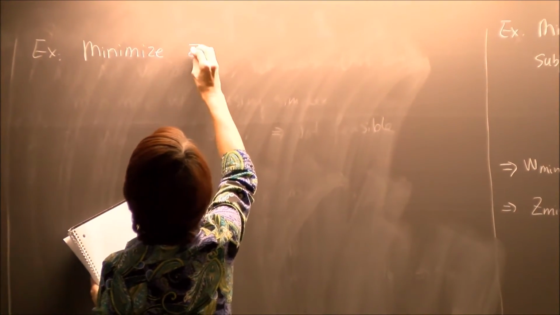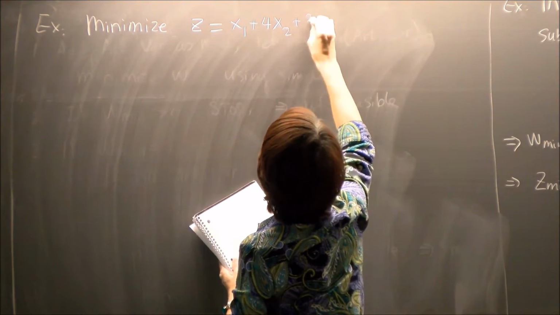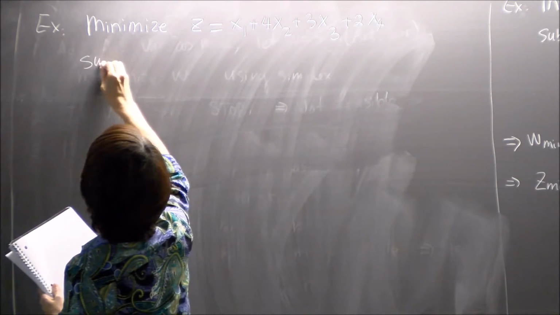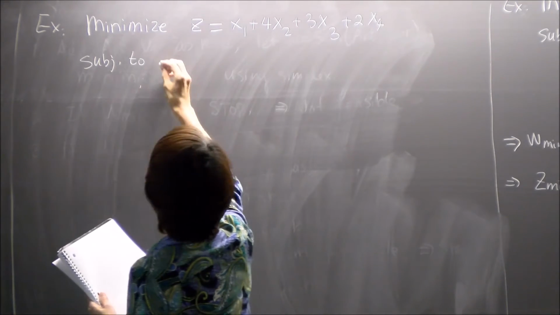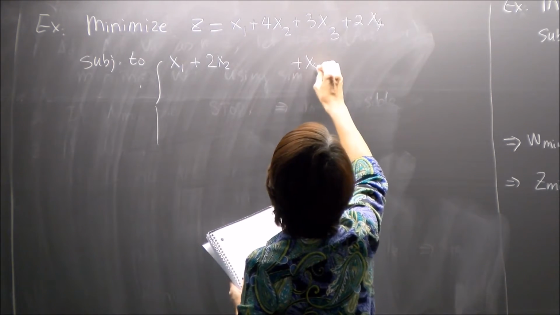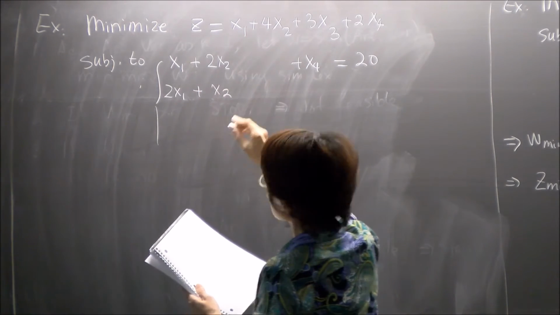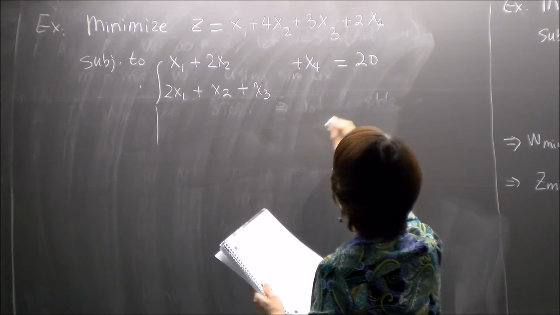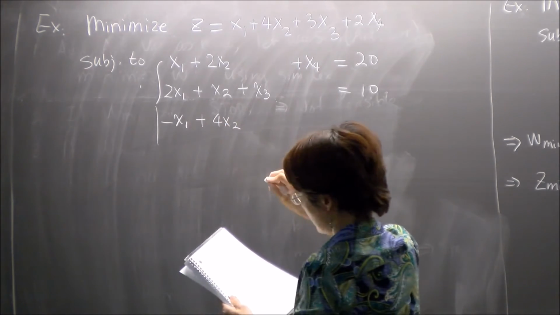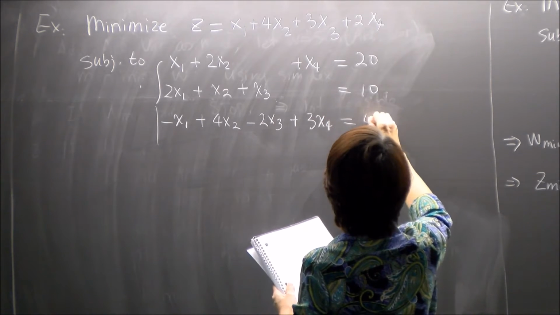Minimize the following. Z equals x1 plus 4x2 plus 3x3 plus 2x4, just some numbers, okay, subject to the following, let me write it down: x1 plus 2x2 plus x4 equals 20, 2x1 plus x2 plus x3 equals 10, negative x1 plus 4x2 minus 2x3 plus 3x4 equals 40.